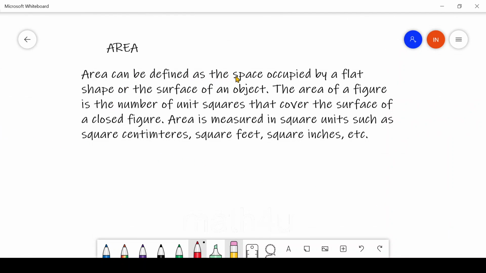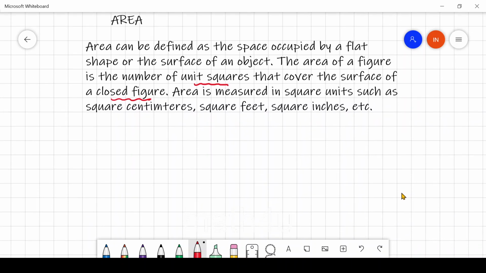Area can be defined as the space occupied by a flat shape or the surface of an object. The area of a figure is the number of unit squares that cover the surface of a closed figure. It can be measured in square centimeters, square meters, square feet, square inches, etc. Let's see some figures and how we can find their areas.